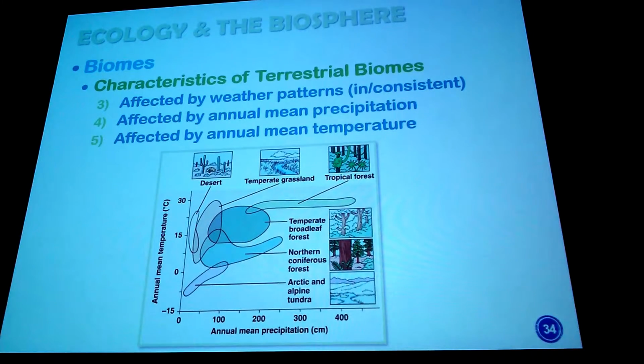So biomes are affected by weather patterns, which could be consistent or inconsistent, affected by annual mean precipitation, how much rainfall or snow they get, and affected by annual mean temperature, how hot or cold does it get throughout a typical year.